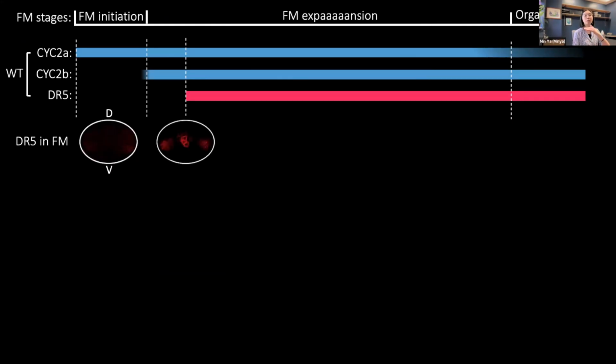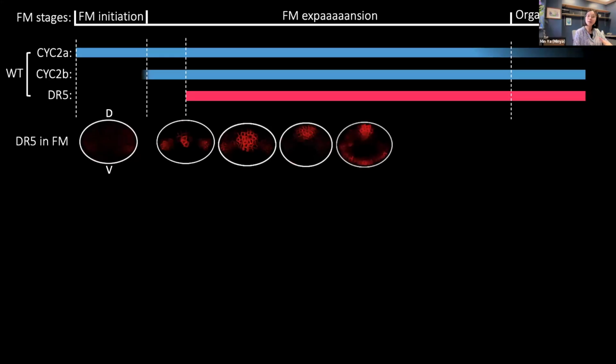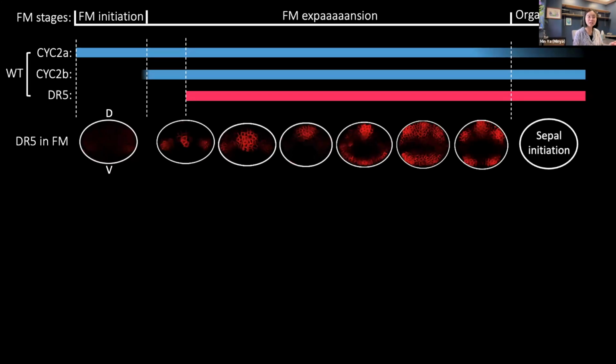Initially it will be a few dots on the central division line, and then it will increase in the center, move to the dorsal, then show up at the ventral, and then the number of cells expressing DR5 will drastically increase in both the dorsal and the ventral, and then resolve into 5 points, followed by physical initiation of sepals. All this dynamic happens when there's no organ initiation going on, and it's very different from what's known in Arabidopsis.